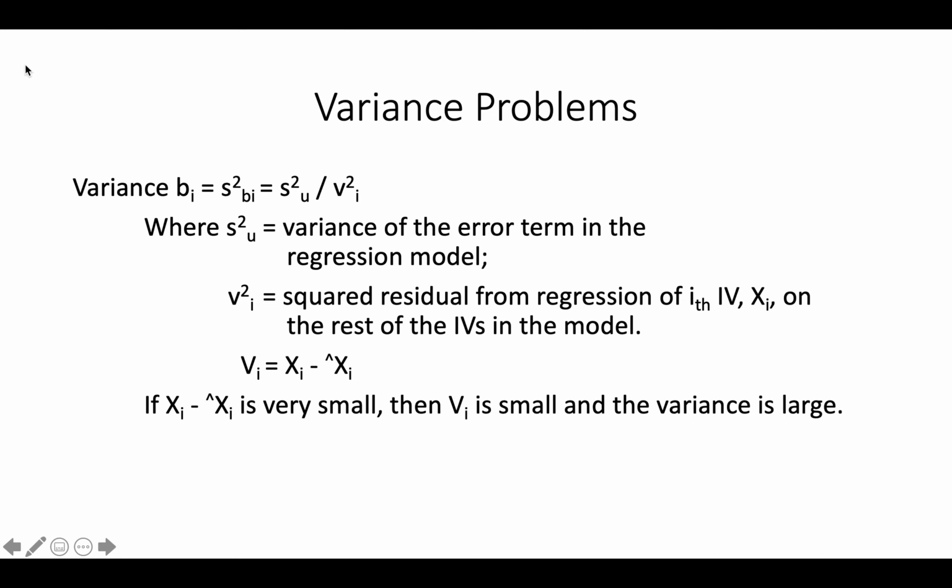Now we'll take a breath, because that's quite complicated. But let's focus on the denominator, v squared sub i. If the result of x sub i minus x sub i hat is very small, then v squared sub i is small as well, and the variance of b sub i will be very large. Thus, the more closely the independent variables are related to each other, the smaller the variation between the predicted value of the independent variable being regressed on all of the other independent variables and the actual value of the independent variable itself.